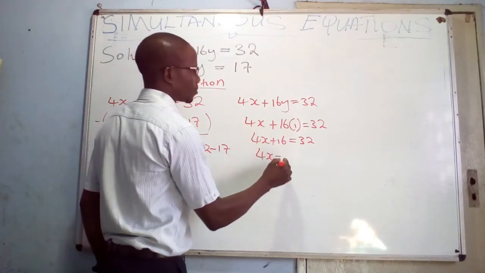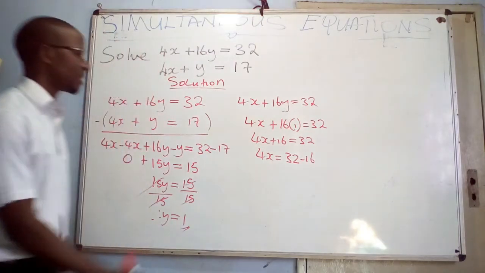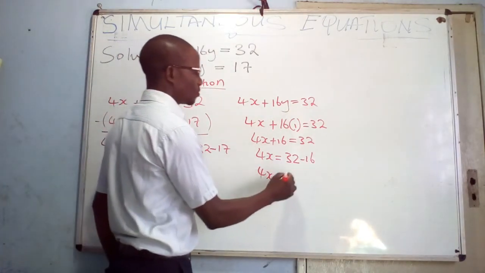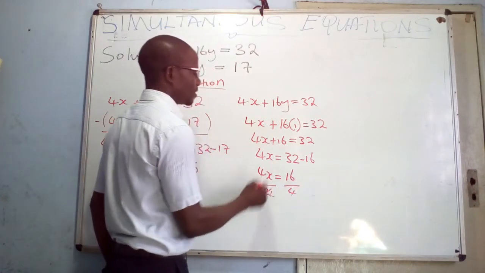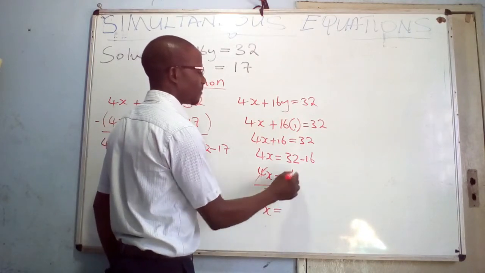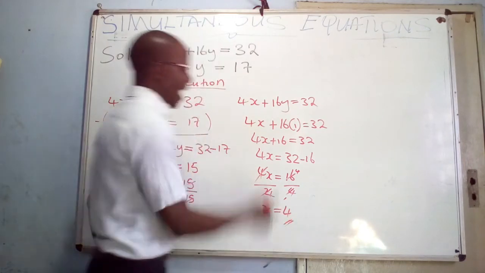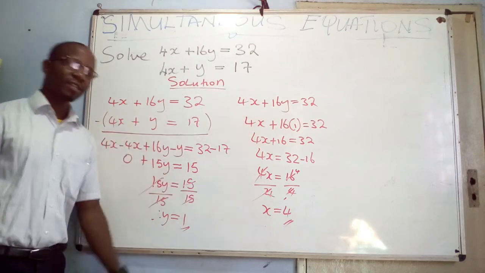4x is equal to 32 minus 16. The 16 will go to the other side. So we have 4x is equal to 16, then divide by 4 on both sides. X is equal to 4 over 4, 1, and 16 over 4, 4. So our x is 4. At that point, you have answered the question accordingly.